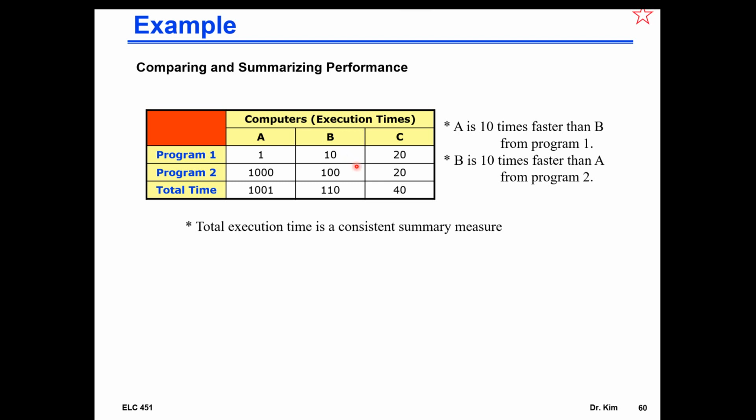And these are some unit of time, as long as they are consistent. We can also say that for program 2, system B is 10 times faster than A because it takes 100 to run program 2 in system B, and it takes 1,000 for system A to run program 2. Okay? So these are the types of comparisons that we want to be able to make to compare different options in computer architecture and organization.